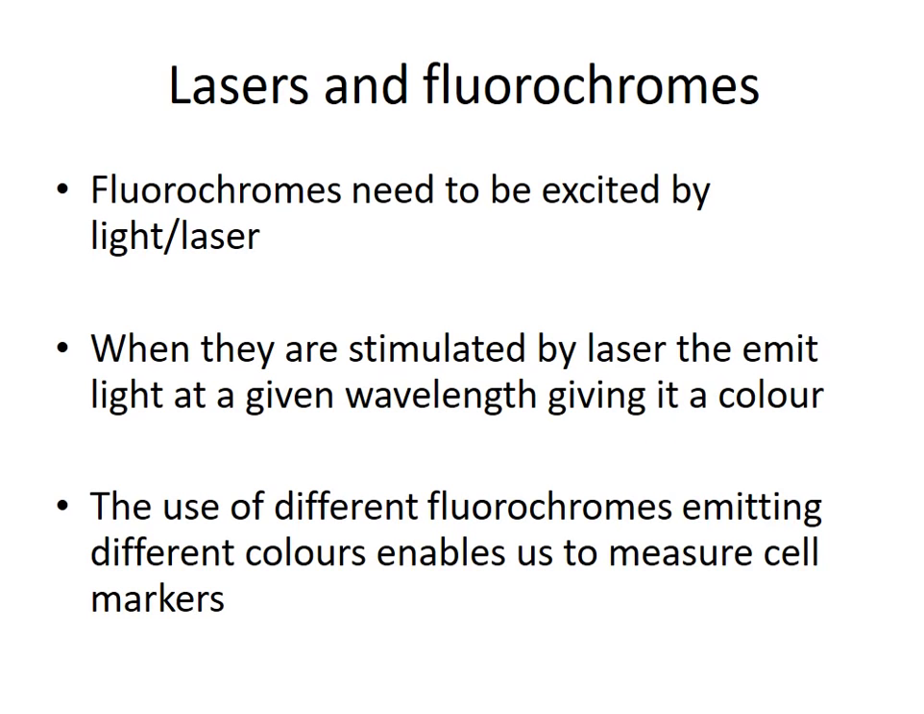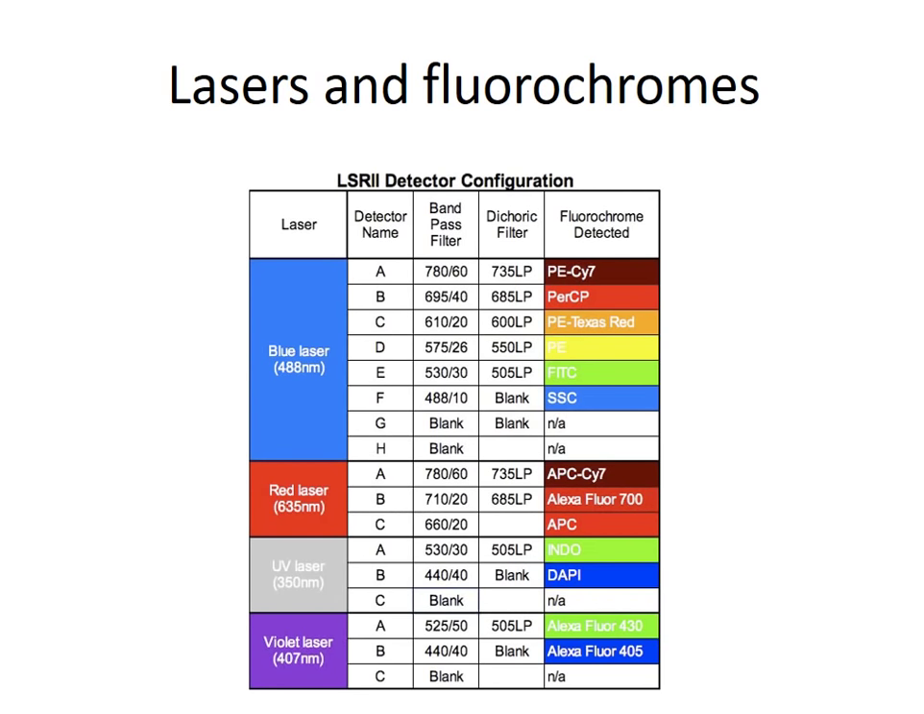So fluorochromes are excited by the light or the laser. When they're stimulated by the laser, they emit light at a given wavelength, giving a specific colour. The use of different fluorochromes emitting different colours enables us to measure different cell markers. And with a range of different cell markers that we identify, we can try to isolate different cell populations.